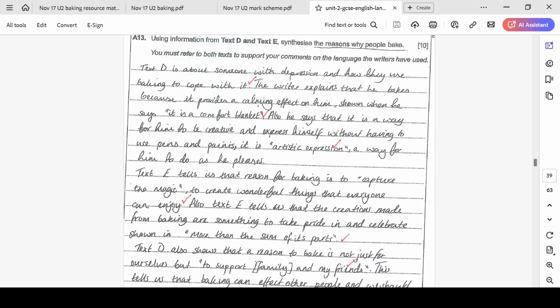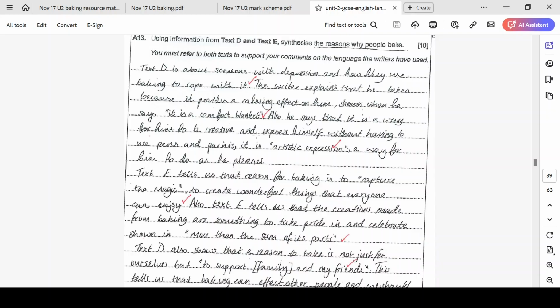The most common mistake, apart from trying to compare, that people make on synthesis questions is they don't actually focus on what the question is asking them to find. There's lots of other stuff in these texts. They're just asking you to filter out everything apart from the reasons why people bake. He also says it's a way for him to be creative and express himself without having to use pens and paint. So that's another reason he does it, to be creative.